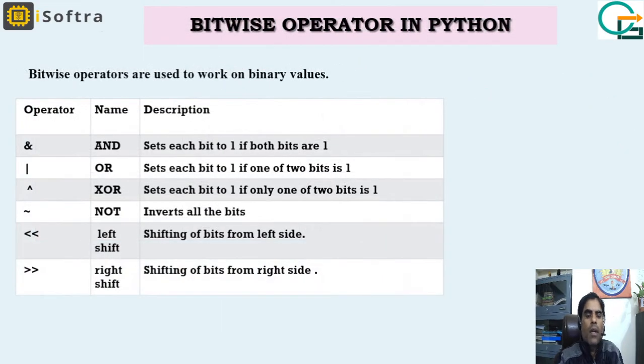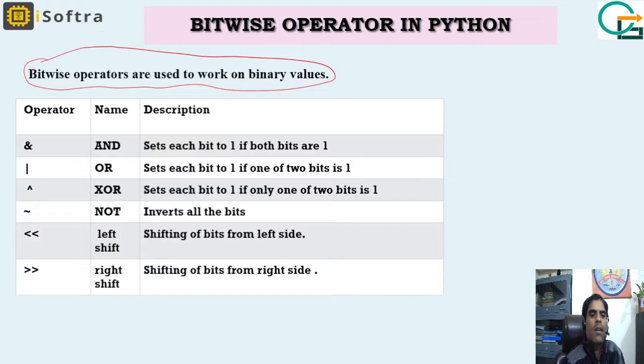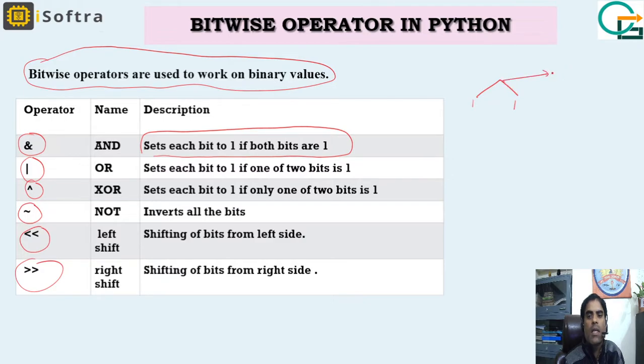Next is a very important operator, that is the bitwise operator. Bitwise operators are used to work on binary values. How they actually work, we will understand. There are different types of bitwise operators: bitwise AND, bitwise OR, bitwise exclusive OR, bitwise ones complement, bitwise left shift, right shift. These are some examples. AND sets each bit to 1 if both bits are 1. Same rule: if both bits are 1 1, then it will give the result 1.